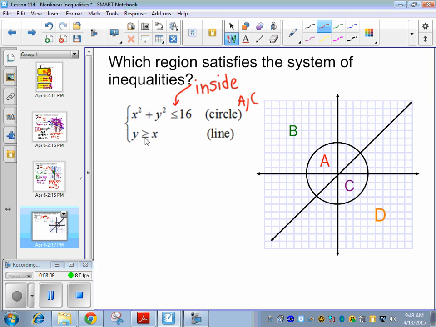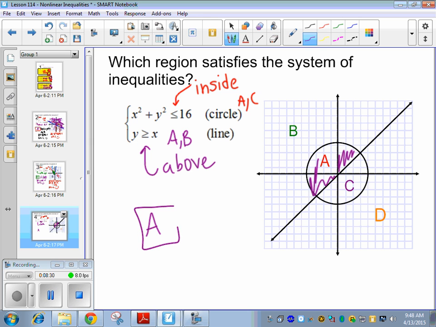And then I have y is greater than or equal to x. So for greater than, Zeb, do we shade above or below the line? Above. Okay. So for above the line, Sebastian, is that A or C? Good. A is above the line and inside the circle. So this would be A and B for above the line. But then our winner is A because it is both inside the circle and above the line. And then we would need to test a point. Can you test 0, 0? No, because it's on the line.